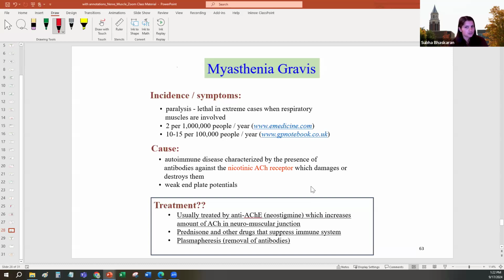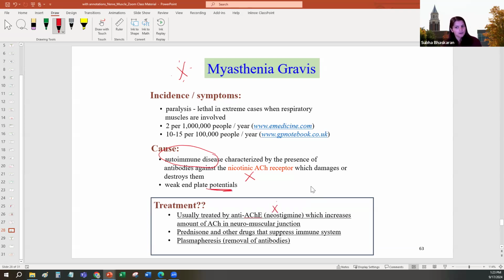So myasthenia gravis, just to link a clinical condition to this. This is where you sometimes see lethal paralysis. The cause is an autoimmune disease. Why this happens is because our own autoantibodies destroy the nicotinic ACH receptor. Remember, the nicotinic ACH receptor is the receptor that is required for skeletal muscle contraction, yes or no? If it's destroyed, then obviously we are going to have weak potentials. So basically less stimulation, less contraction.